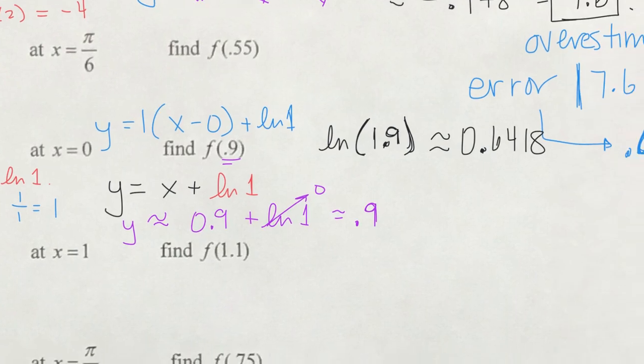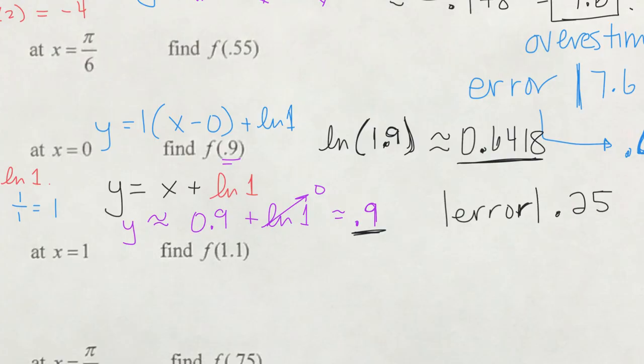So this is what my calculator said. This is my approximation. Right? So we have approximately an error of 0.25 and change right there. Right? So it's always absolute value. Error is always a positive value. So is ours an overestimation or an underestimation? This is once again an overestimation. 0.9 is greater than 0.6418.